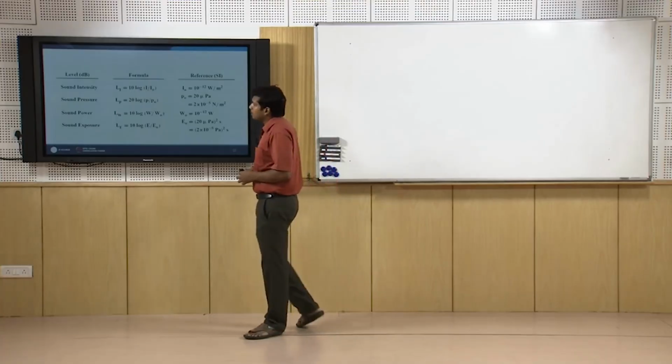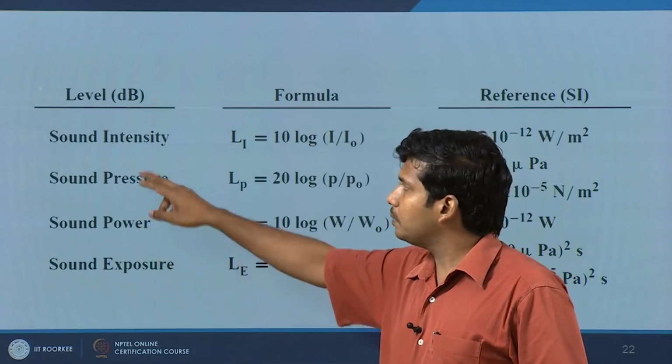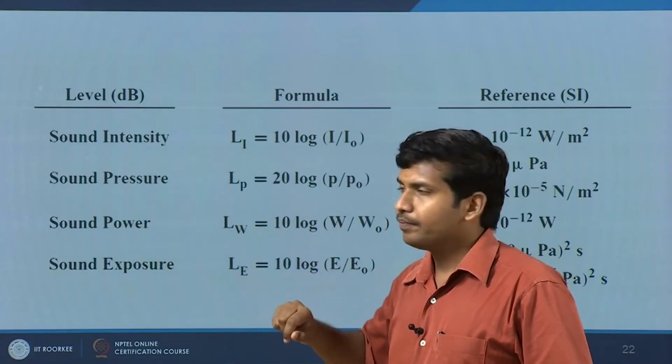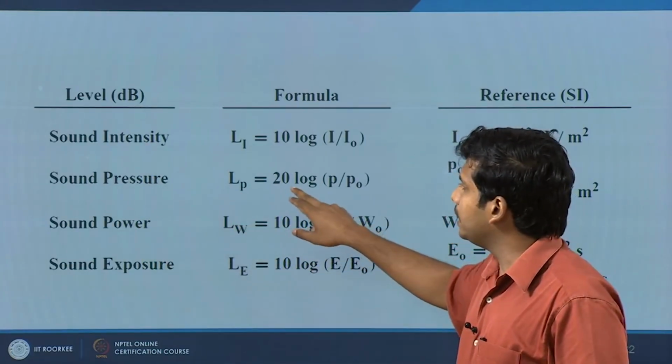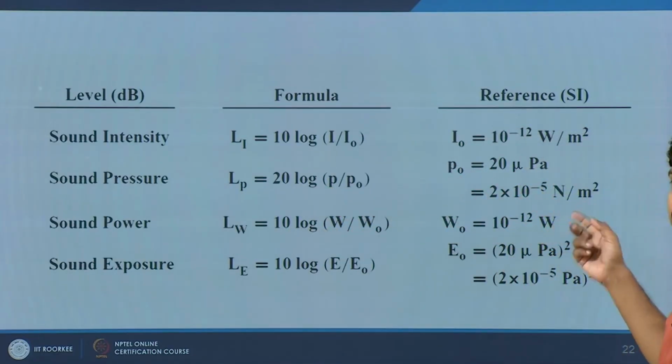So we also talked about 3 other quantities. First we were talking about pressure, we also talked about intensity and sound power. Pressure we now know it is 20 log P by P reference, P reference is 2 into 10 power minus 5 Newton per meter square.